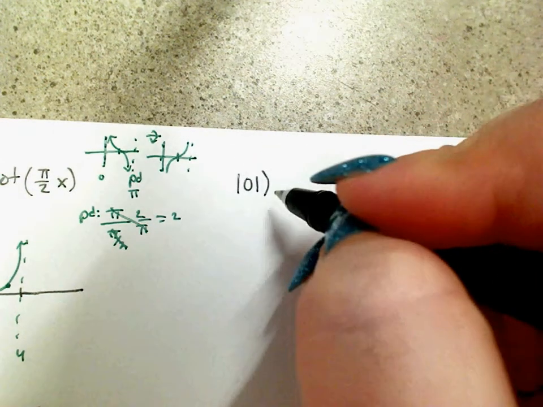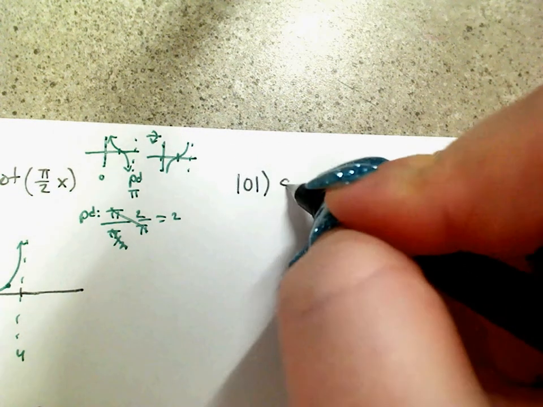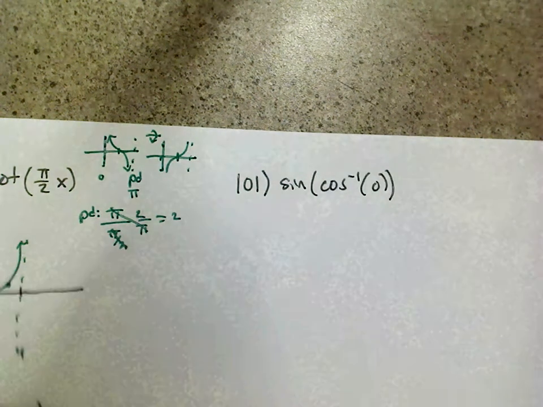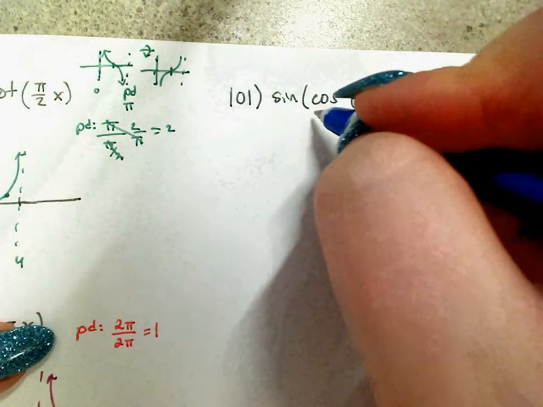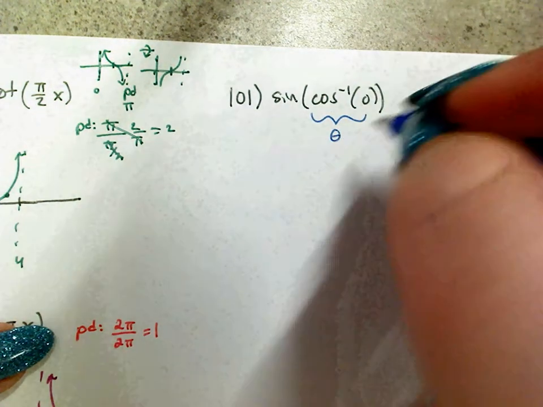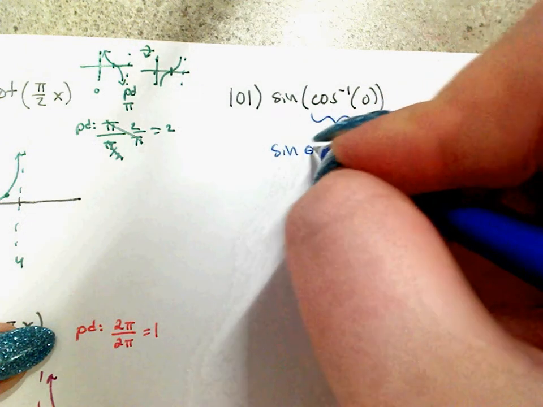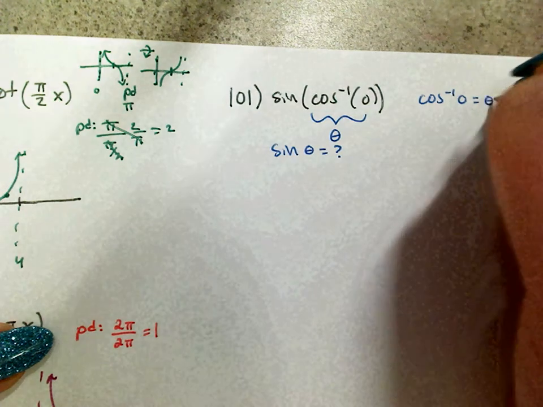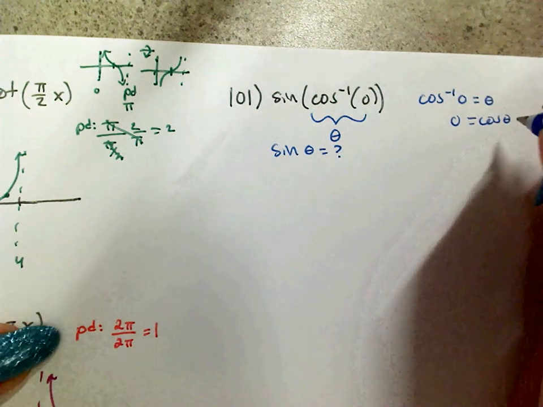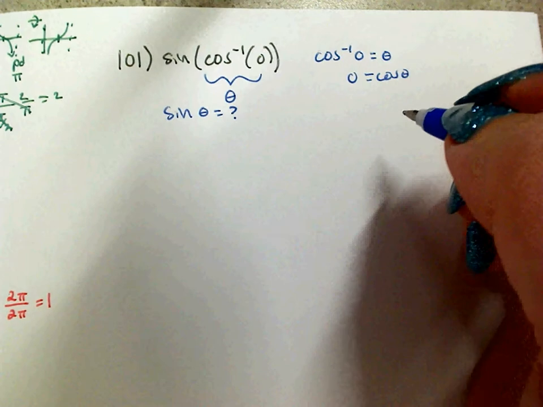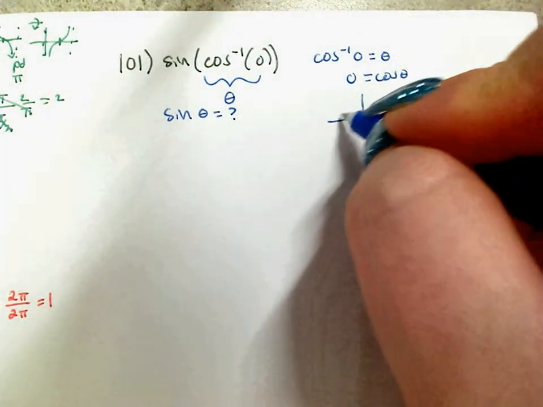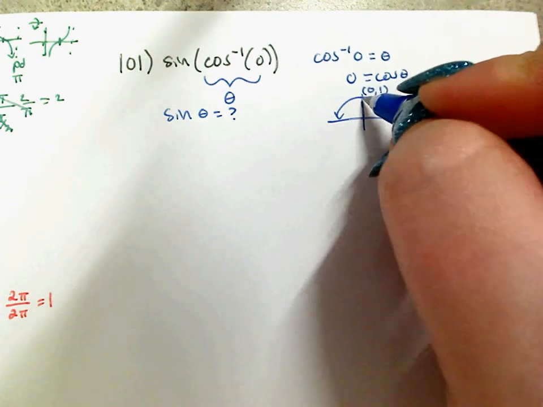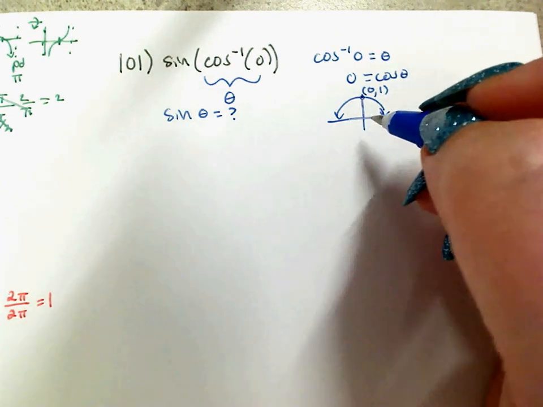Sine of cosine inverse of 0. So here you're asking, this is cosine inverse that equals some angle. So you're trying to find sine of the angle. Yeah? So if cosine inverse of 0 equals some angle, that means 0 is cosine of that angle. So the question is, cosine of what angle gives me 0? And I know that from 0 to pi, this coordinate point right here, pi over 2, or this angle, is where cosine is 0, so the answer is pi over 2.